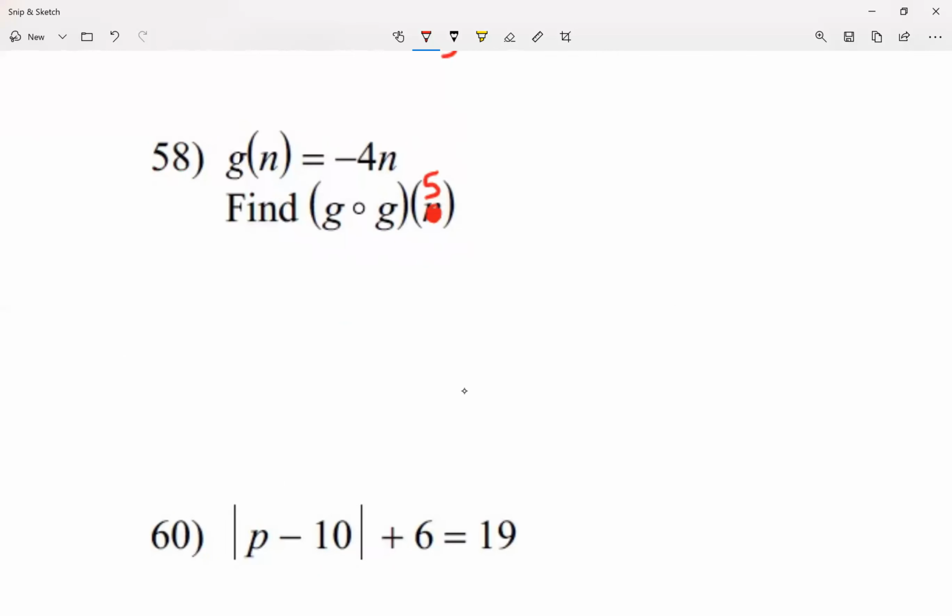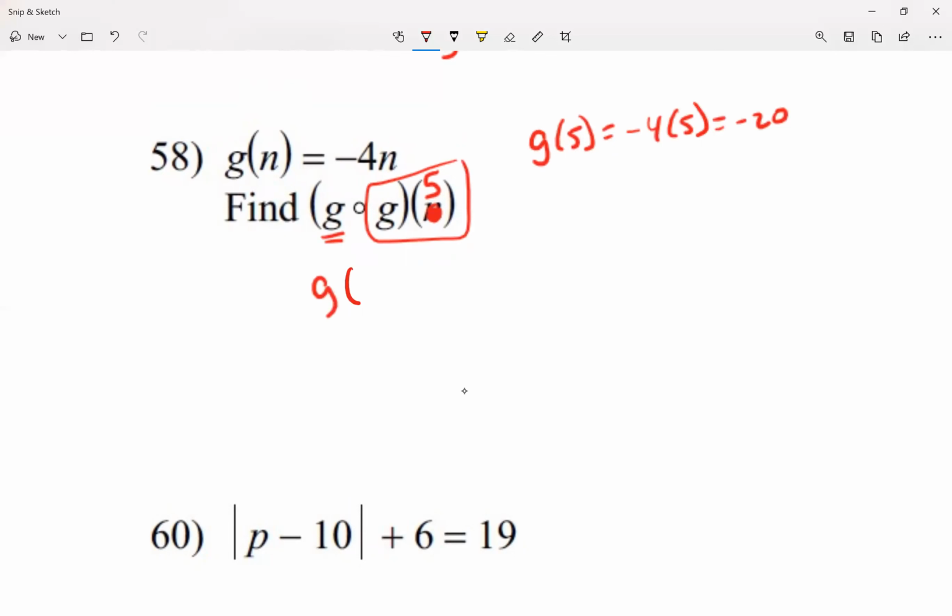It's just a number. First thing I got to do is g of 5. So g of 5 is -4 times 5, which is -20. Now, because of this g on the outside, I'm going to use g again, but now g of -20. So that is -4 times a -20, which is positive 80.